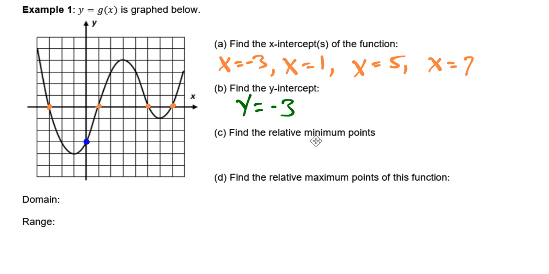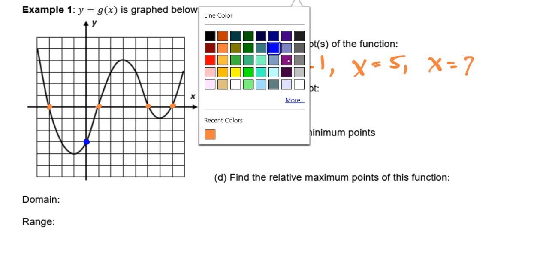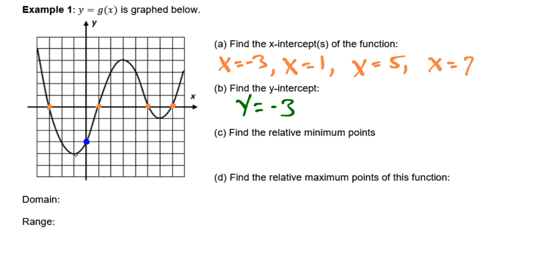The relative minimum. Minimum points means low points, the low valleys. The low points, low valleys would be right here when x is negative 1 and the y value is negative 4. And there's a second one, because we go downhill, meet the valley, uphill, that's a peak, downhill at the valley again. So that is our other minimum point at 6, negative 1.